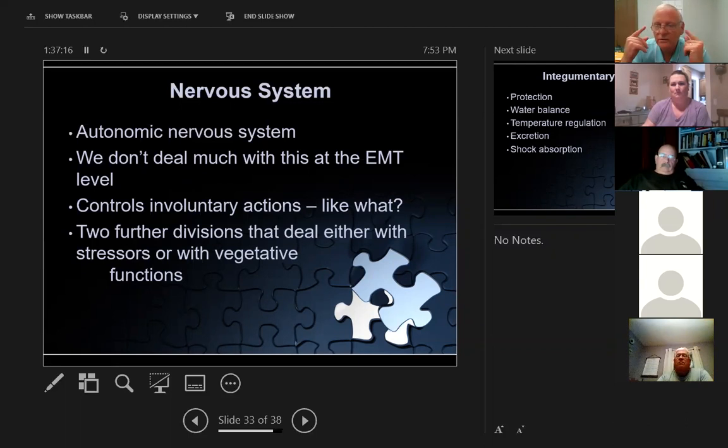I don't have to think about changing my pupil size when the light comes on bright. It happens for me automatically. Those are vegetative type functions. They're called sympathetic, parasympathetic. You don't need to know that.